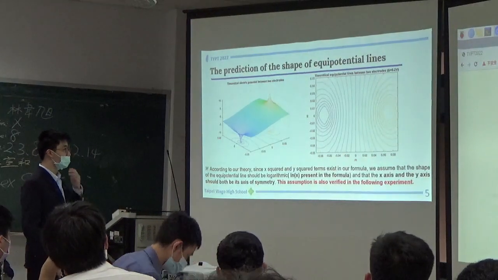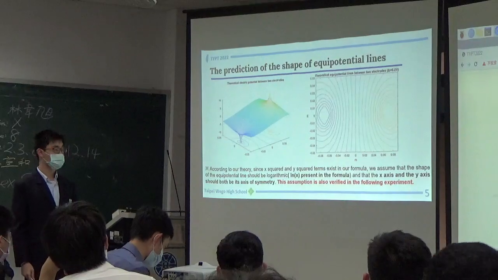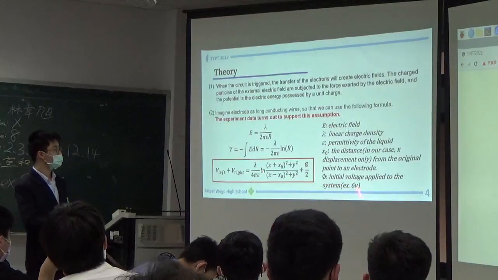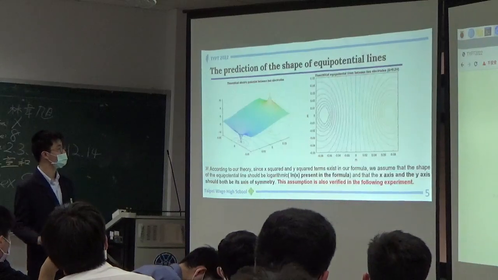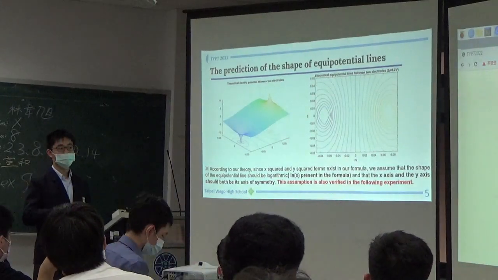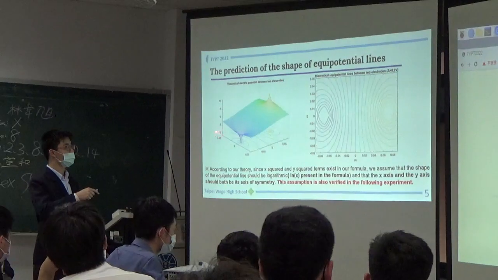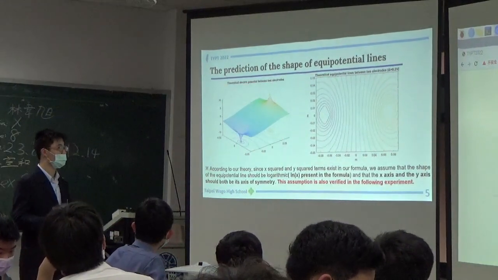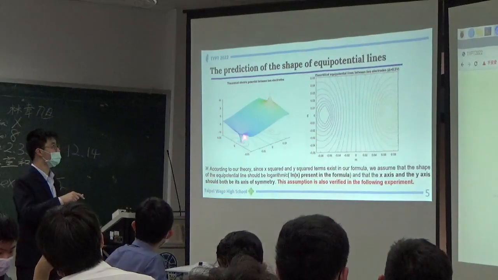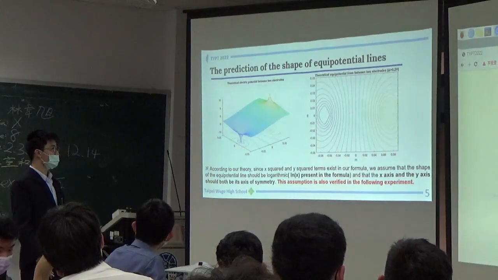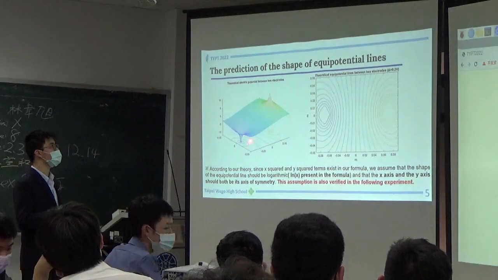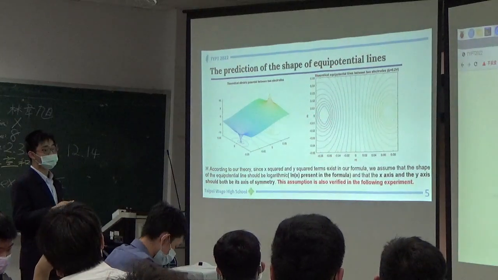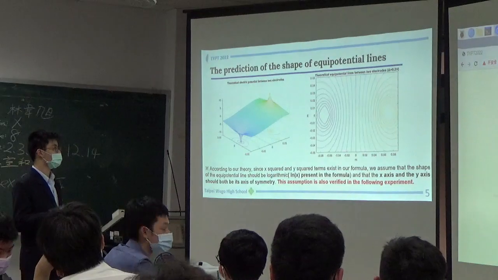Before we conduct our experiment, we plot this into a 3D space, where the XY coordinates are the surface of the water that we're going to experiment on, and the Z coordinate is electric potential. From this, we can first determine the equipotential lines that we expect to see after we conduct the experiment.